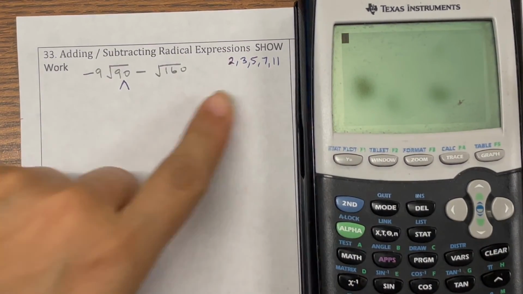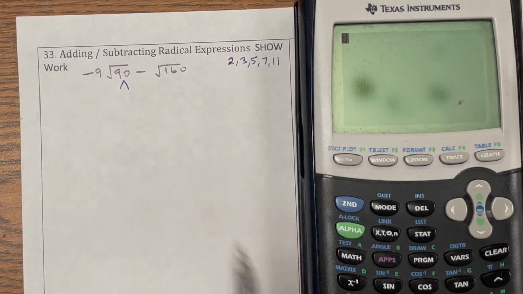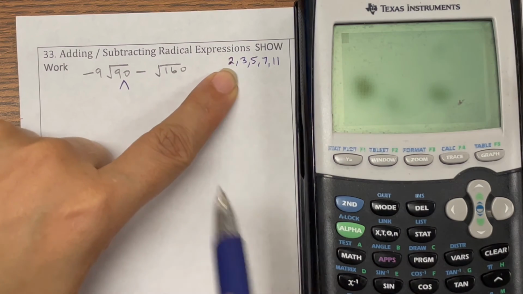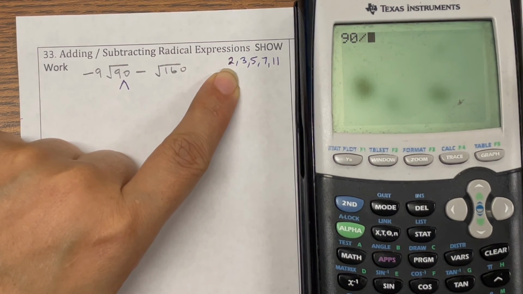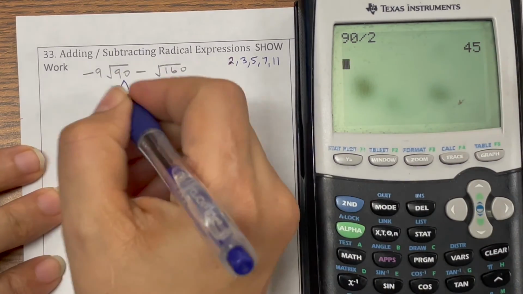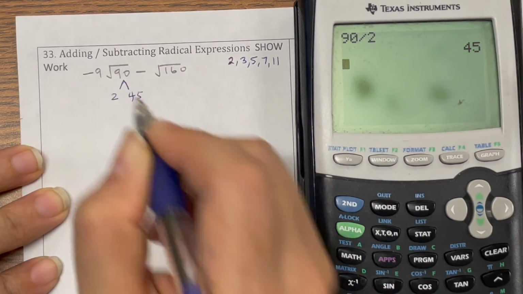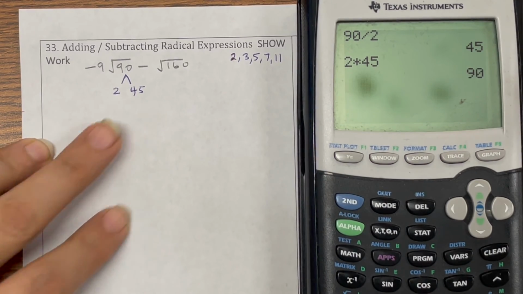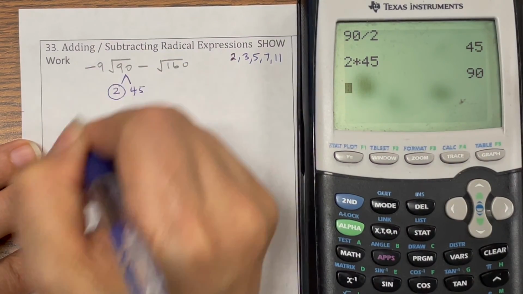All right, so I break it down by checking these numbers right here. 2 numbers multiplied together is going to equal 90. So I'm going to check 2. So 90 divided by 2 is 45, which means 2 times 45 is equal to 90. And I can just check that. 2 times 45 is equal to 90, okay? 2 is a prime number, so you circle it.